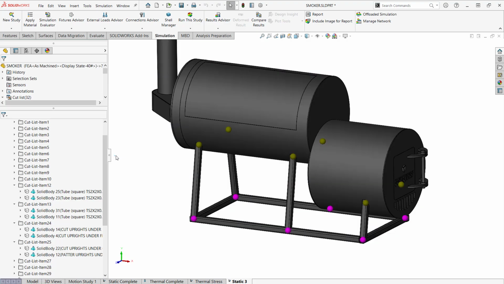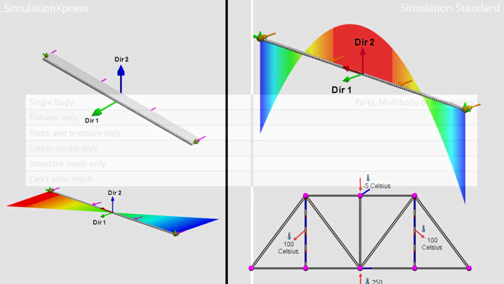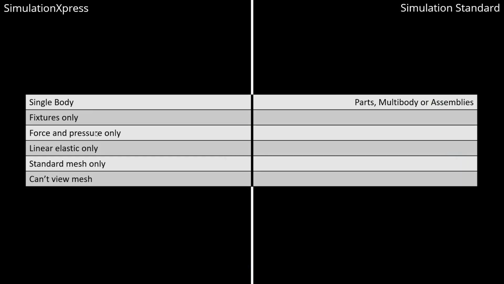All right, let's start thinking about our comparisons. So let's compare this back to SimXpress. Right away, we can see that where we were limited to a single body before, I could do single bodies, I could do multi-bodies, which I'm doing now. You could totally do assemblies. No limitation there. Let's go check out what the limitation is on fixtures.